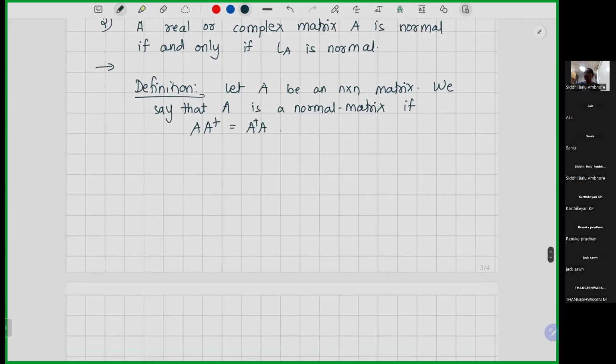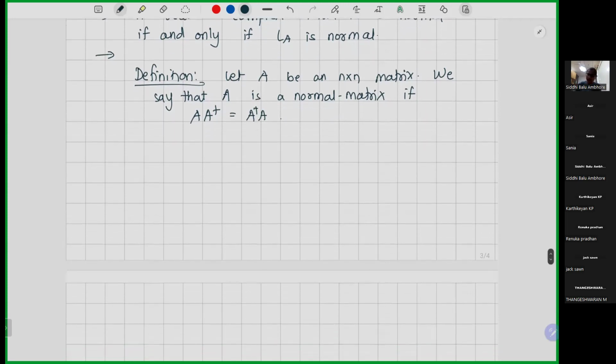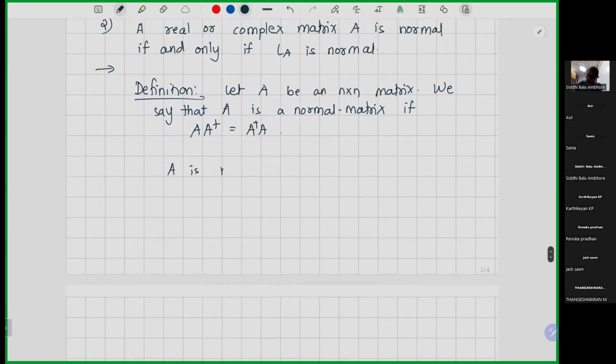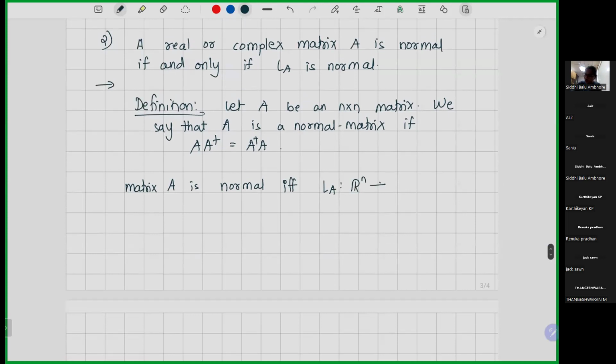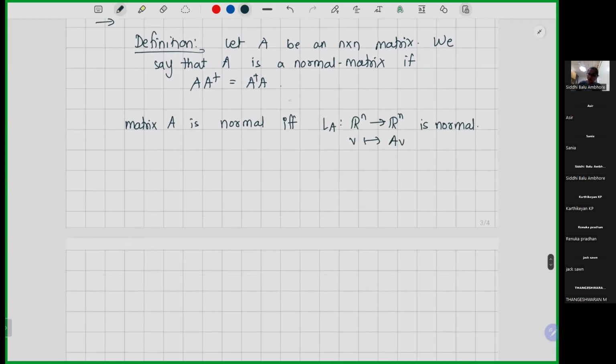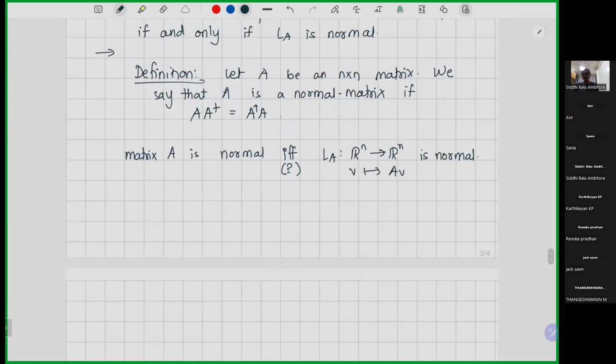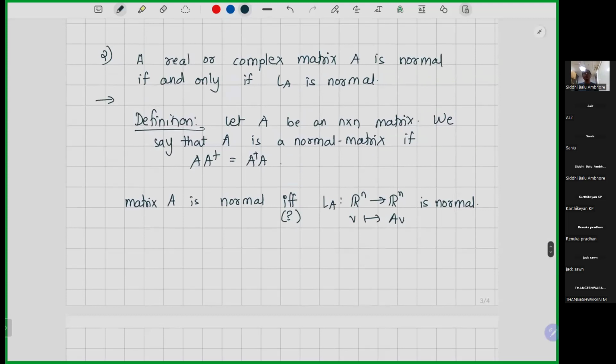And the question is whether the matrix A is normal. Let me write here: matrix A is normal if and only if LA, we know how this is. So if my A is an n cross n matrix, this will be from Rn to Rn, V going to AV. This linear transformation is normal. So the question is whether this if and only if holds. Any guesses whether this is true or false?